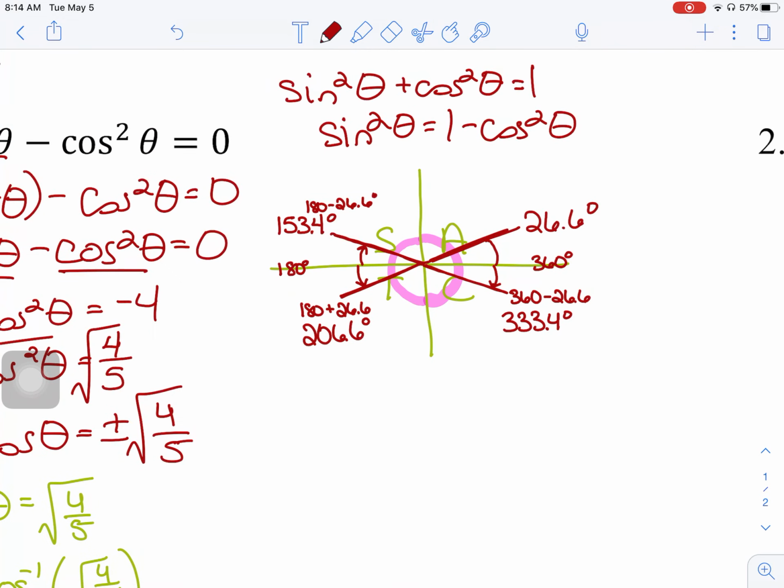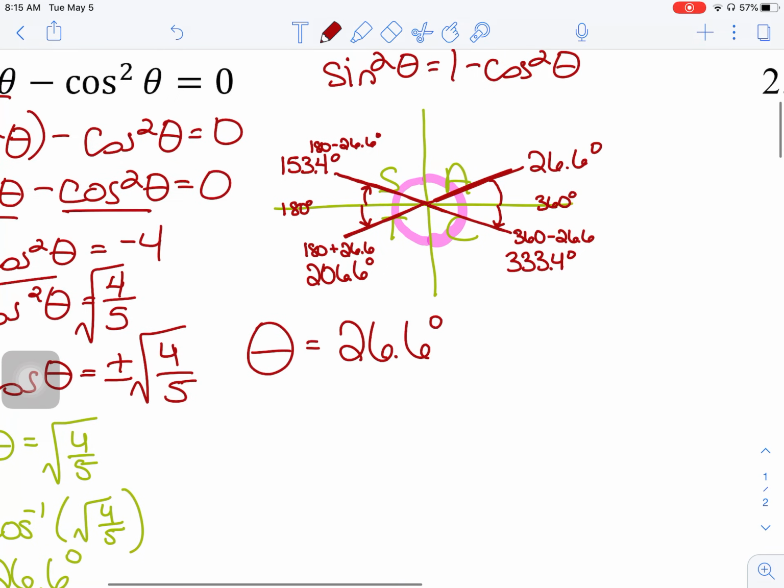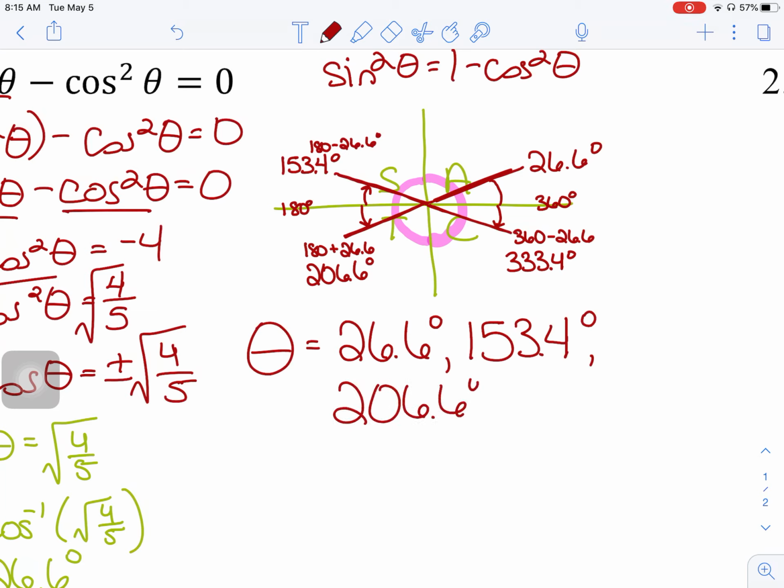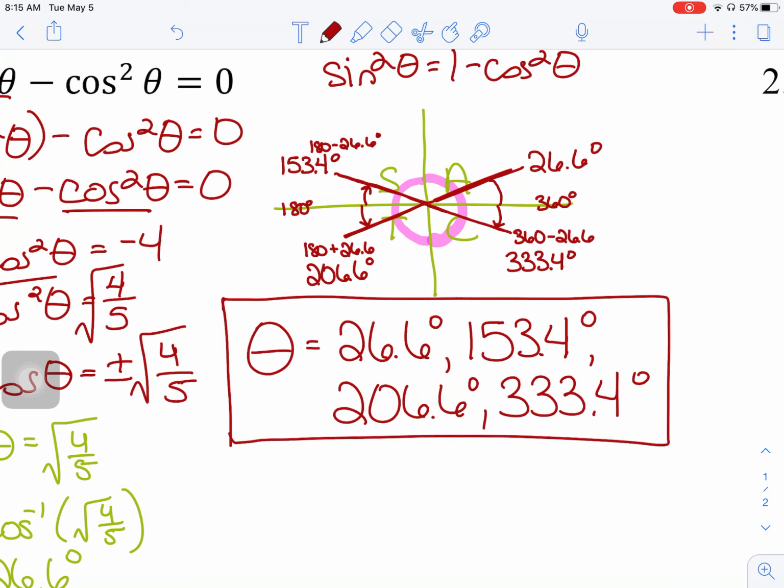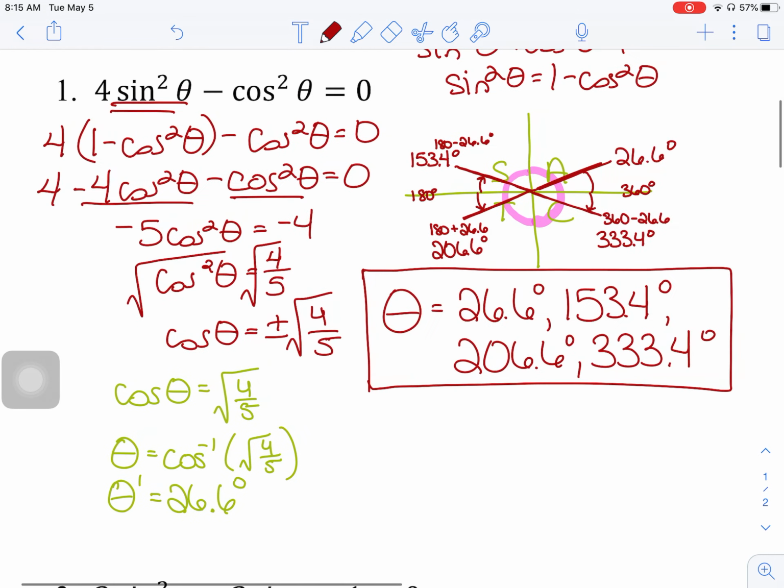So I'm going to put this all together. Theta is equal to, in the first quadrant, 26.6 degrees. In the second quadrant, 153.4 degrees. In the third quadrant, 206.6 degrees. And in the fourth quadrant, 333.4 degrees. All 4 of those are valid answers. 2 of them would be when cosine theta was equal to positive root 4 over 5, and 2 of them are when cosine of theta was equal to negative root 4 over 5.